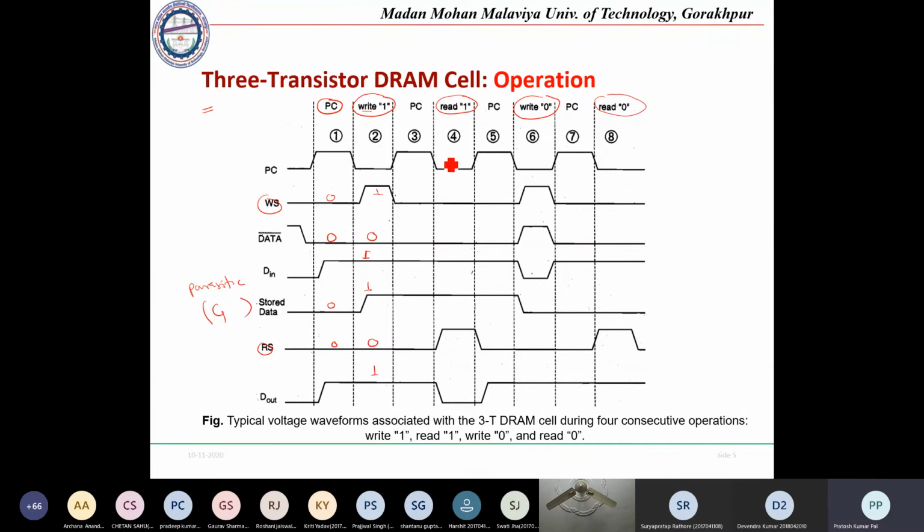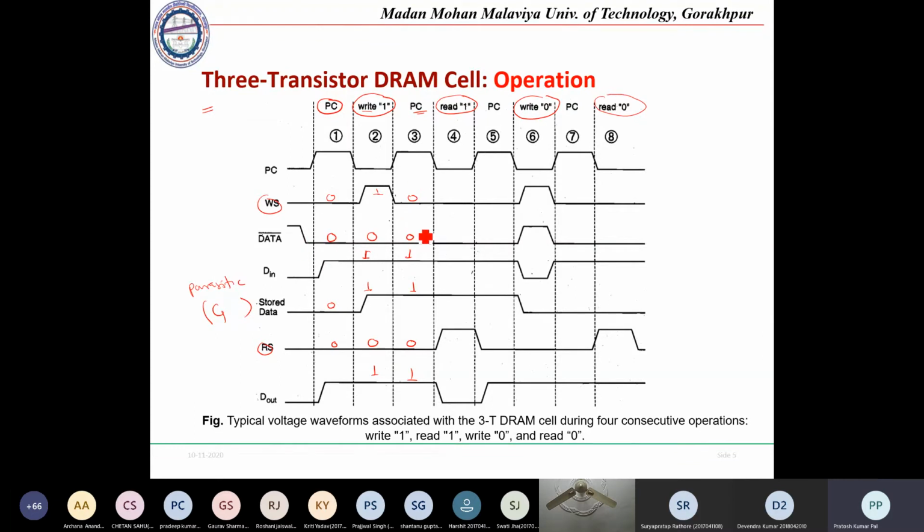Similarly, to perform the next operation, we will again do the precharge. Once the precharge is done, everything else goes to the initial condition. It will be equal to 0 because no operation is performed. This is also 0, and the stored data will always be the same, because during precharge the data stored stays the same, and data in at this precharge will be equal to 1. Data out should also be equal to 1, and when precharge is there, data bar should be equal to 0.